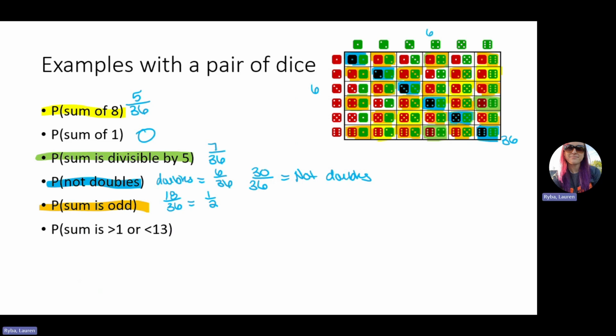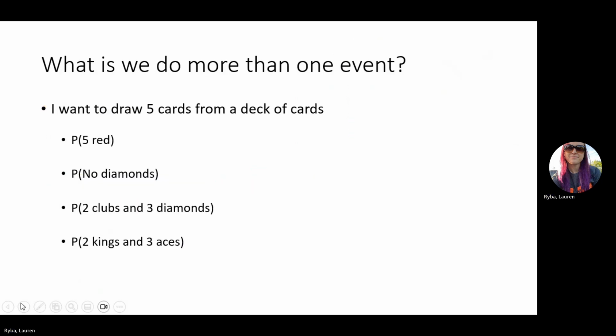And our last question, the sum is bigger than 1 or smaller than 13? So first question, do I have anything less than 1? No. Do I have anything bigger than 13? No. So what have I used? All of them. If I've used everything, what is my probability? 1. Beautiful. That's a typo. What if we do more than one event?